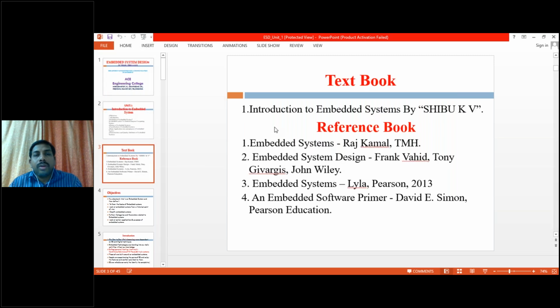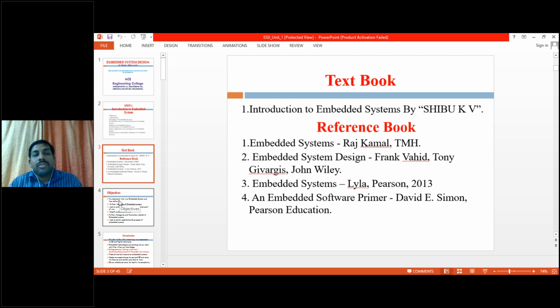So coming to textbook, it is Introduction to Embedded System by Shibu KV. So this first textbook consists of all the 5 units of your syllabus, and the reference books are Embedded System by Raj Kamal, Embedded System Design by Frank Vahid, Embedded Systems by Lyla, Pearson Publications, and Embedded System Software Primer by David Simon. So this is also Pearson Publications.